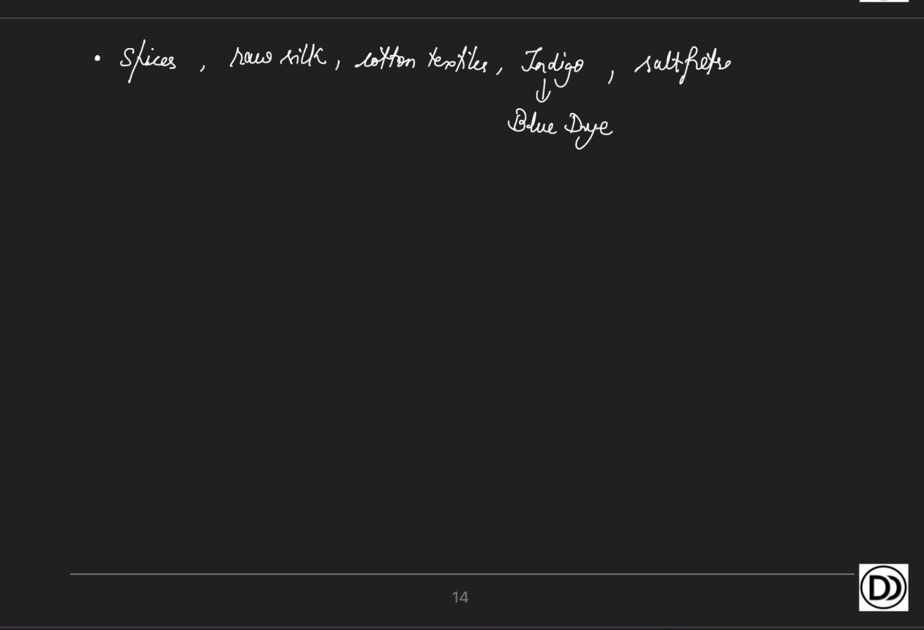for profit. So some of these items were spices, raw silk. Raw silk means silk fiber, not cloth made out of silk, and cotton textiles. Indigo is a kind of dyeing agent. Indigo is a blue dye. And saltpeter. This was used to make gunpowder.